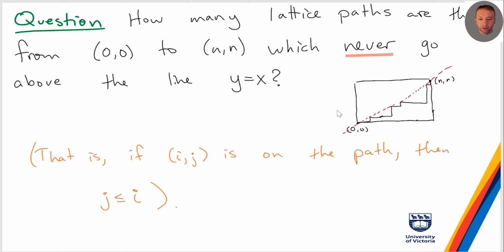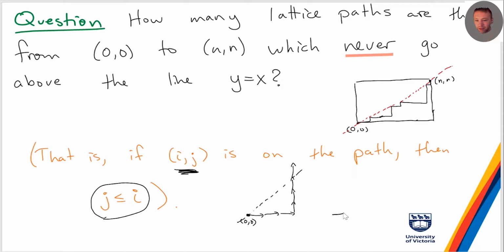In other words, the restriction is that if you have some (i, j) on the path, then every (i, j) on the path must satisfy that j is less than or equal to i. The y coordinate has to be less than or equal to the x coordinate. This is more complicated because I can't just take my 2n steps and choose some of them to be up. There's a certain restriction. Suppose I start at 0, 0 and go right 3 times. After that, I can't go up 4 times in a row. That's a weird restriction, which is hard to capture.